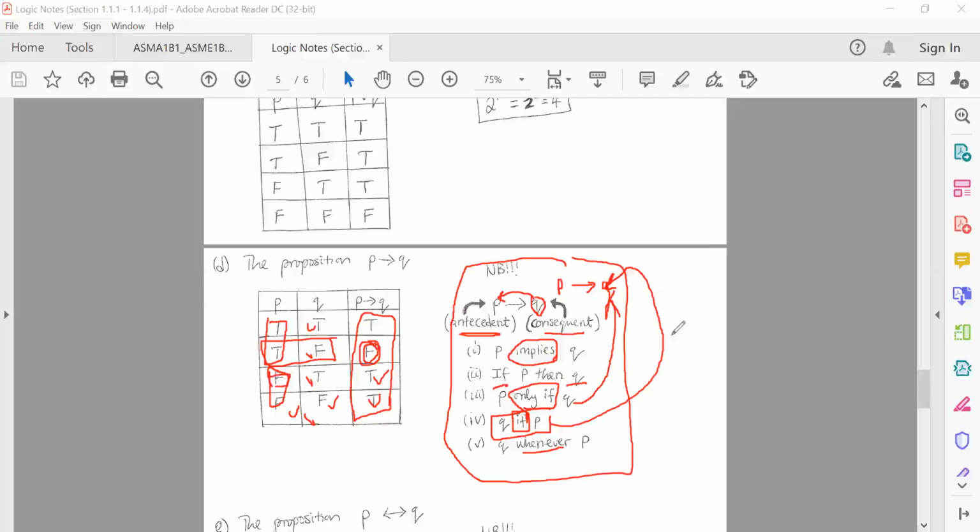Someone said, what's the difference here? They say true implies false is false, and false implies true is true.